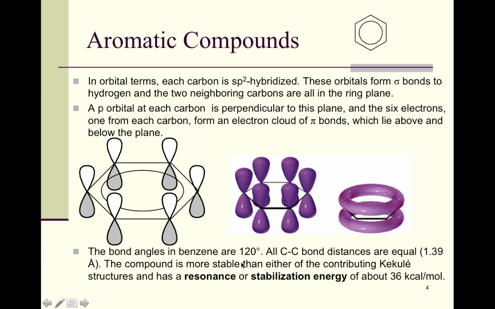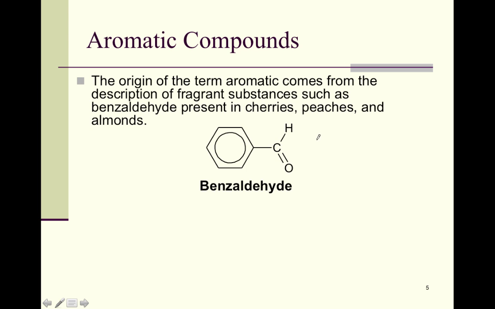This compound is more stable than either of the 2 contributing structures which have resonance, and we're looking at a stabilization energy of about 36 kilocalories per mole. The origin of the term aromatic comes from the description of fragrant substances such as benzaldehyde present in cherries, peaches, and almonds.